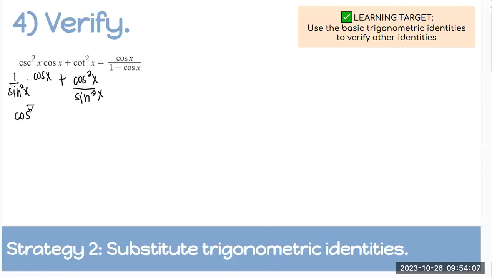Okay, we could go ahead and multiply these two to get cosine over sine squared. And notice that these have a common denominator. So then we can combine them into one fraction. When we add fractions, we need a common denominator.